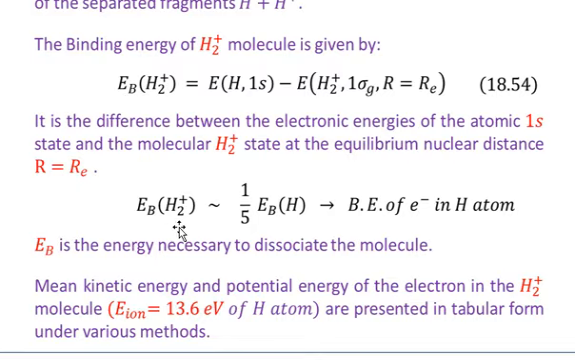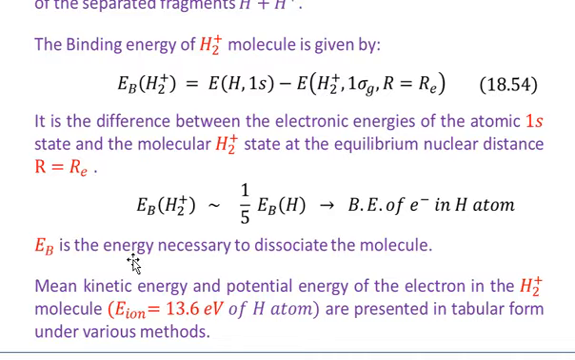And if you roughly calculate this, the binding energy of the singly ionized hydrogen molecule is of the order of 1/5 the binding energy of the hydrogen atom. And you know that the binding energy of the hydrogen atom means the binding energy of the electron in the hydrogen atom, which is nearly 13.6 electron volt.